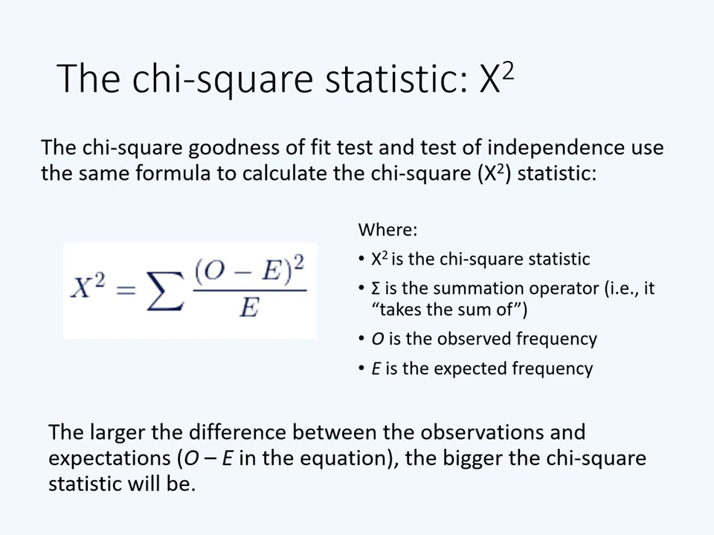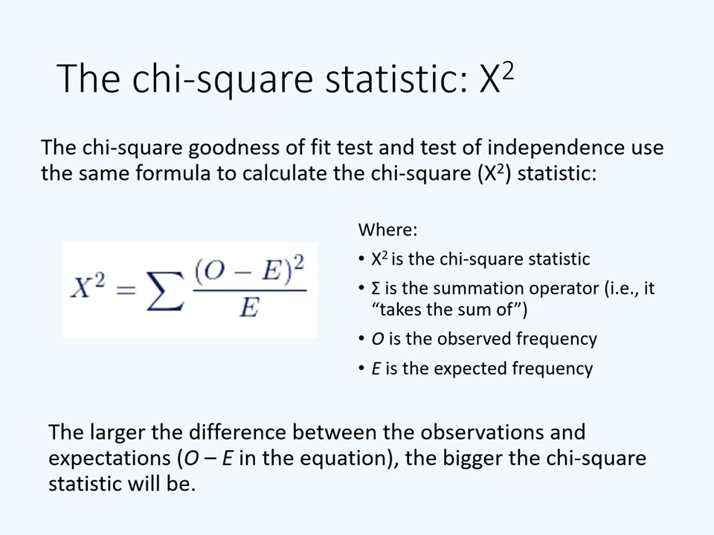We calculate the chi-square statistic by taking the observed frequency minus the expected frequency and squaring it. This is then divided by the expected frequency. The larger the difference between the observations and expectations, so O minus E in the equation, the bigger the chi-square statistic will be.